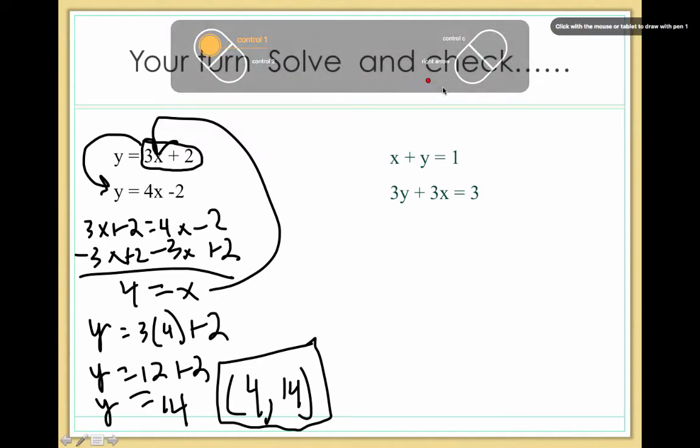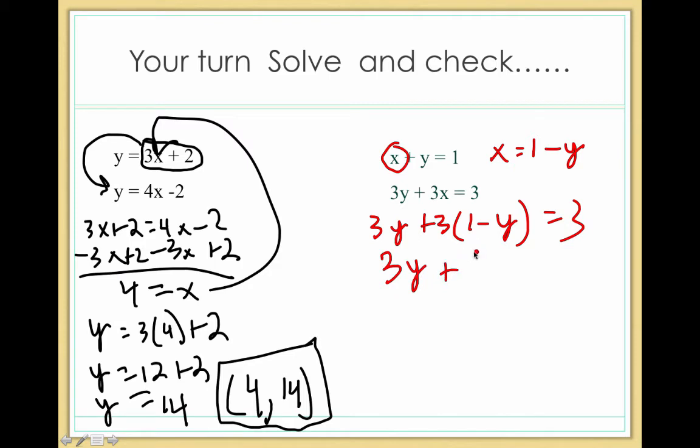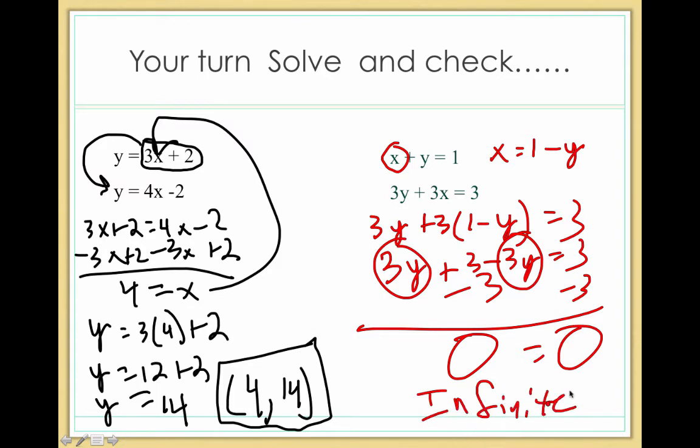Next one, I'm going to solve this for x. x equals 1 minus y. 3y plus 3 times (1 minus y) equals 3. Threes are wild. Here we go. 3y plus 3 minus 3y equals 3. 3y minus 3y is 0, so 3 equals 3. Well, when is 3 equal to 3? All the time. We have an infinite number of solutions. All solutions that satisfy the given equation.